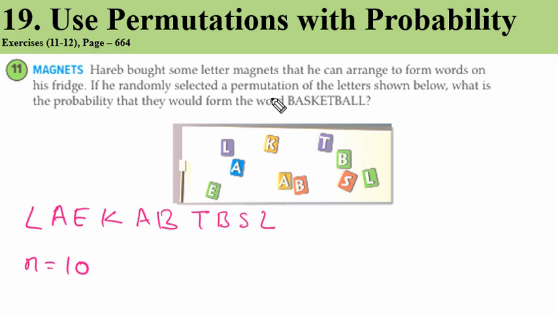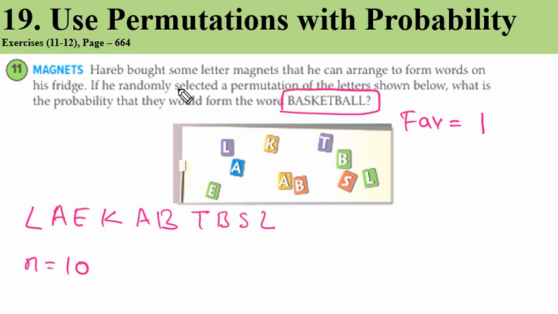Now you have to make the word basketball from these letters. The favorable outcome to make the word basketball from these letters is only one. Why? Because the spelling for basketball is fixed and will not change. If you move, let's say, this T here, then the spelling will change, and that is not the favorable case. So the favorable outcome will be only one.